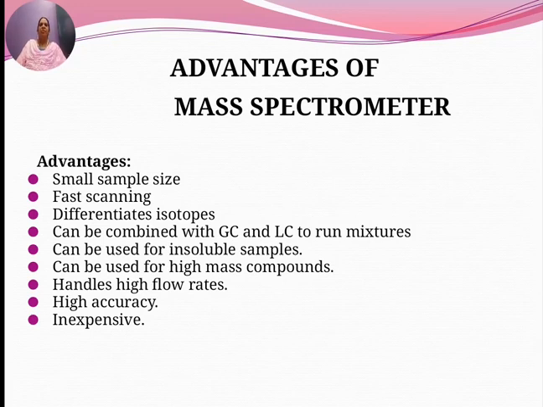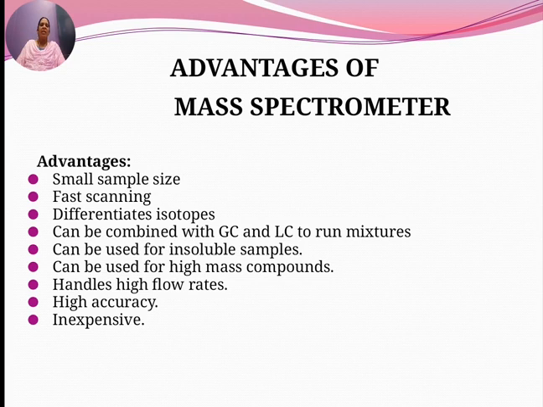Advantages of mass spectrometer. The advantages are: they are small, a very small size of sample is required for analysis, and they are fast scanning. They can differentiate isotopes. They can be combined with GC and LC. GC stands for gas chromatography and LC for liquid chromatography, which I will be discussing in the forthcoming classes. So they can be combined with GC and LC to run mixtures, can be used for insoluble samples, and can be used for analysis of high mass compounds.